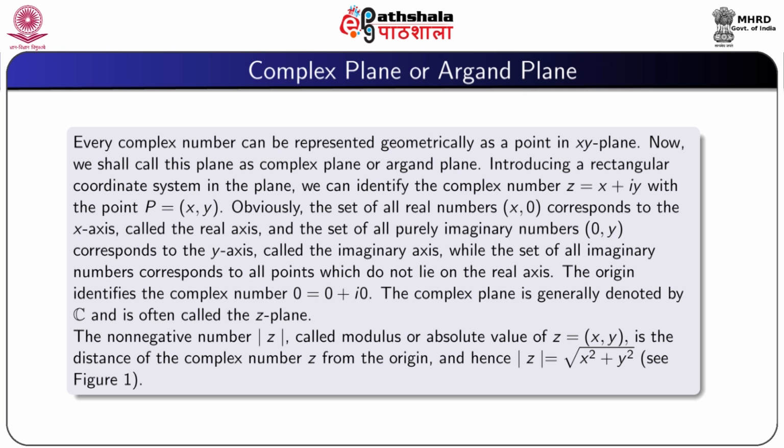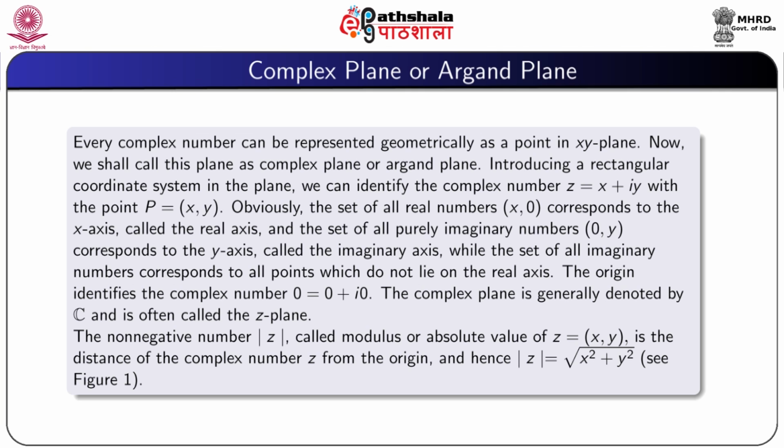The origin identifies the complex number 0, that is equal to 0 plus i into 0. The complex plane is generally denoted by C and is often called the z plane. For any complex number z equal to x plus i y, we call x the real part and y the imaginary part.